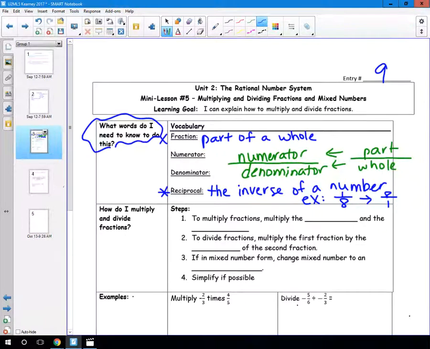Let's do one more. The reciprocal of 3 would be 1/3. So reciprocal is when you flip the number, the inverse of a number, and you will need to know the reciprocal when we are dividing fractions. Just to recap, a fraction is part of a whole. The numerator is the part, the denominator is the whole, and a reciprocal is the inverse. Now let's get to the steps of how to multiply and divide fractions.